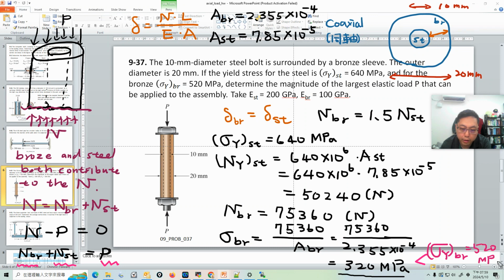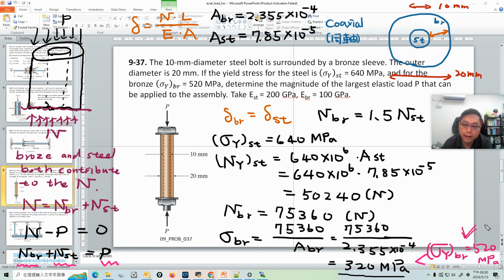520 megapascal. Just as I said at the beginning, if a material is subject to stress under the yield stress, the material is in the elastic region, which means it can restore. So it's in the safe area and not failing. So if I try the limit for the steel, at this limit the bronze is still safe, not failing. So this is okay.